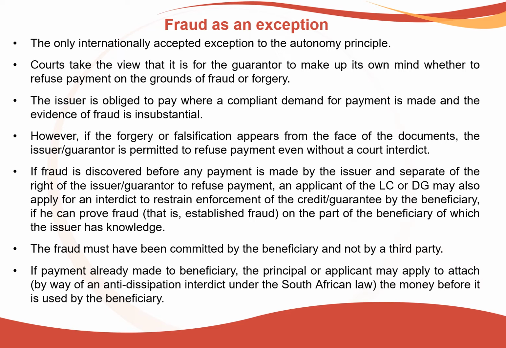If fraud is discovered before any payment is made by the issuer or guarantor, and separate from the right of the issuer to refuse payment, an applicant of the letter of credit or demand guarantee may also apply for an interdict to restrain enforcement of the credit by the beneficiary. But that will only be if he can prove fraud, and that is established fraud, on the part of the beneficiary of which the issuer or the bank has knowledge. The fraud must also have been committed by the beneficiary and not by a third party.